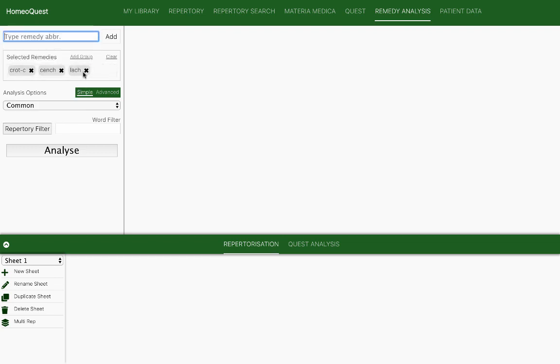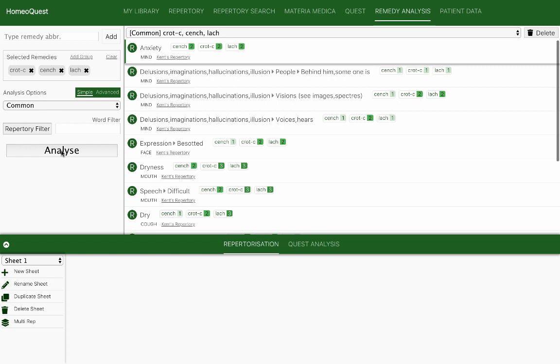So we want to see what the things are. When you use the common symptom, what you get is the common symptoms for all these three remedies. And so I just say analyze, and there you go. You have the common symptoms for Crotalus cascavella, Cenchrys, and Lachesis.